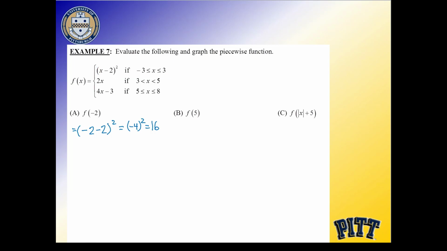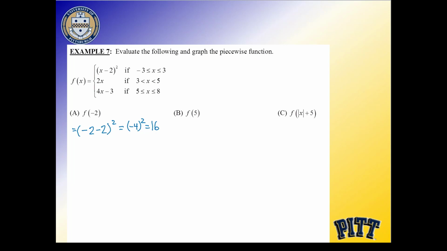For f of 5, well, where does 5 fall? Is 5 between negative 3 and 3? No. Is 5 between 3 and 5, not including those two end values? Well, no, because 5 would equal 5, and therefore the second row excludes 5. The third row, I start at 5 and go to 8. Does it fall there? Sure.